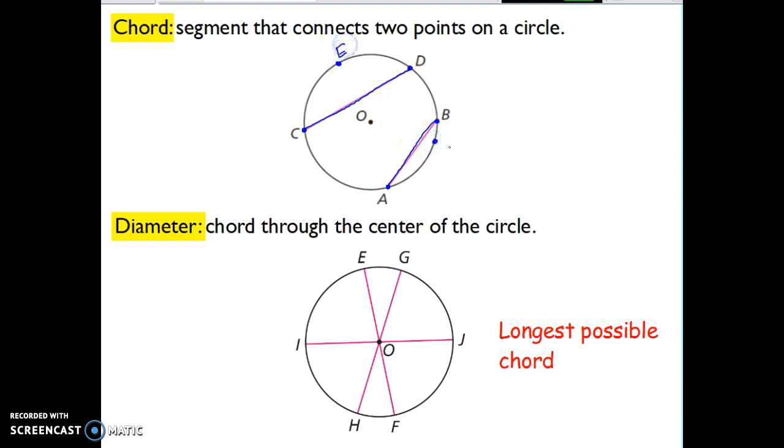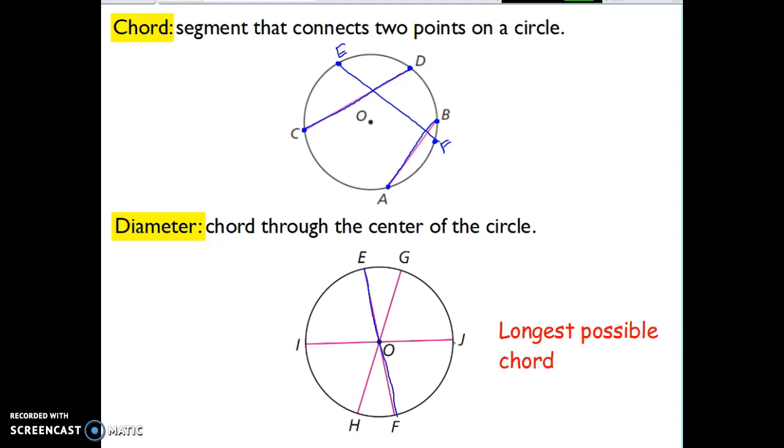We could pick two other points. We'll call them E and F. Connect those two. This is a chord. Okay, and then there's a special kind of chord. Diameter is a word that you should be familiar with. A diameter is a chord that just goes through the center of the circle. So all of these are diameters because they go through the center of the circle. These are the longest possible chords that you can have in a circle.